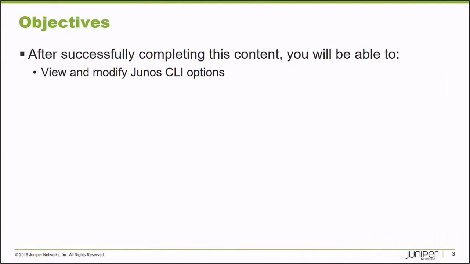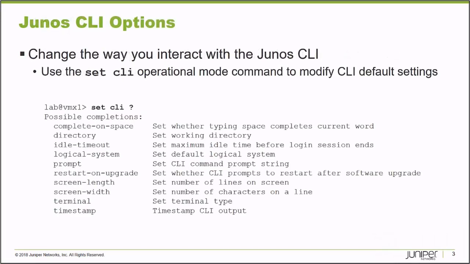After successfully completing this learning byte, you will be able to view and modify Junos CLI options. The Junos operating system allows an administrator to modify their interaction with the command line interface. In operational mode, there is a set CLI command that allows you to modify options. For example, complete on space. That's a handy command to have when you're doing a lot of CLI administration on the platform: the ability to type a partial command, hit the space bar, and have it auto-complete.